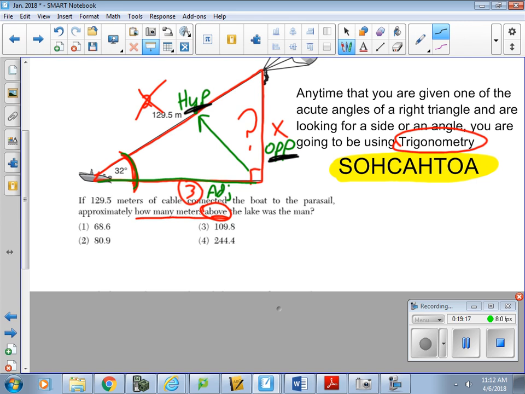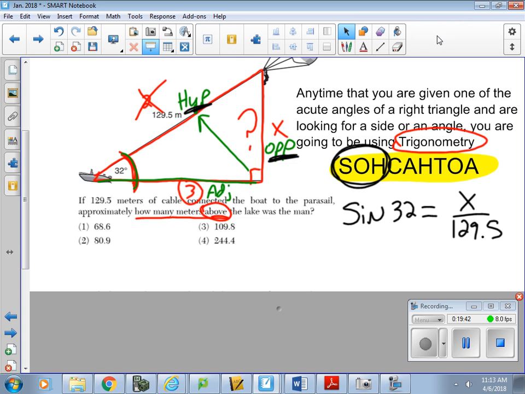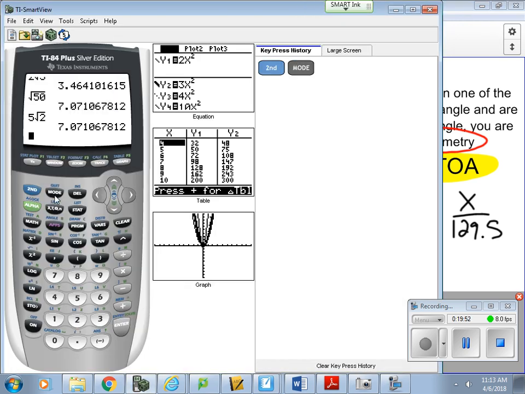Since we're looking for the opposite side and we have the hypotenuse, we're going to use the SOH part. The S stands for sine. Sine of the angle, so 32, that's our acute angle, is equal to the opposite side, which we'll call x because we don't know it, over the hypotenuse, which is 129.5. Now, there are a lot of other ways to do this, but what I'm going to have you do is go in your calculator and put in the sine of 32.